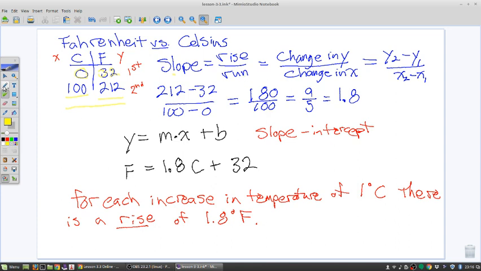So if we were to graph Fahrenheit versus Celsius, and we had Celsius there and Fahrenheit here. When Celsius is 0, Fahrenheit would be about 32, and when Celsius is 100, that would be like 60 there, and then 90, 120, 160, 180, 212, somewhere up here. So this would have a line that looks something like that.